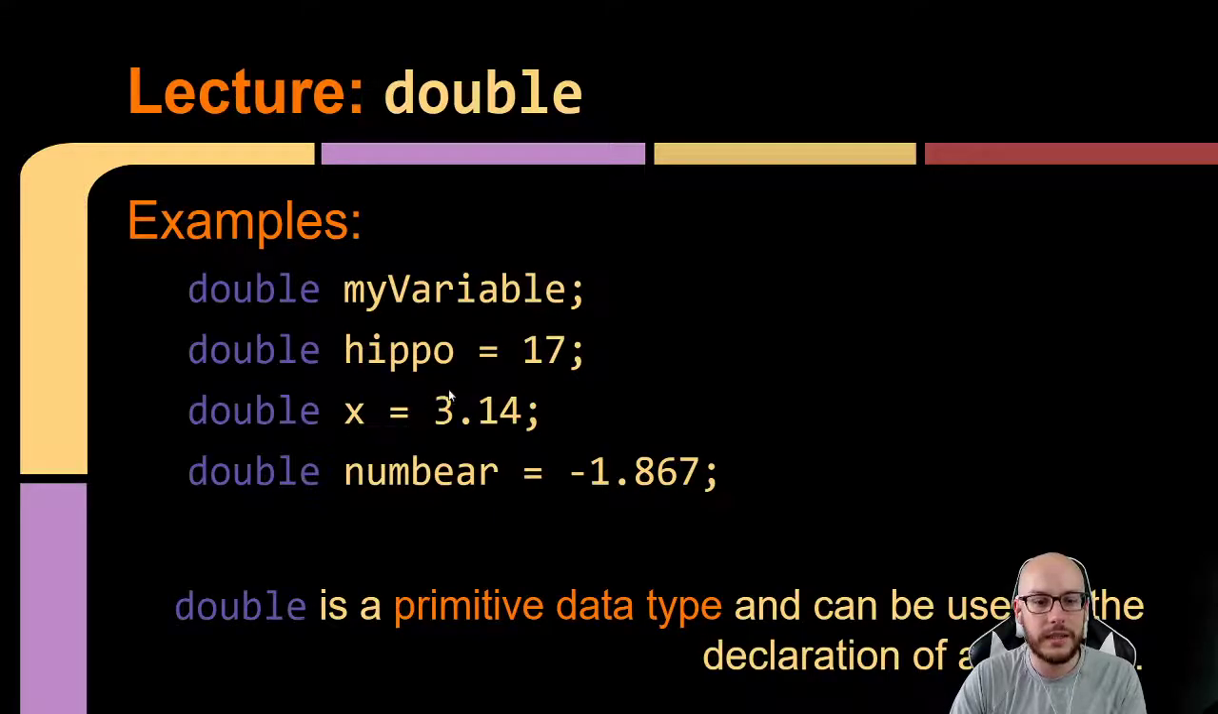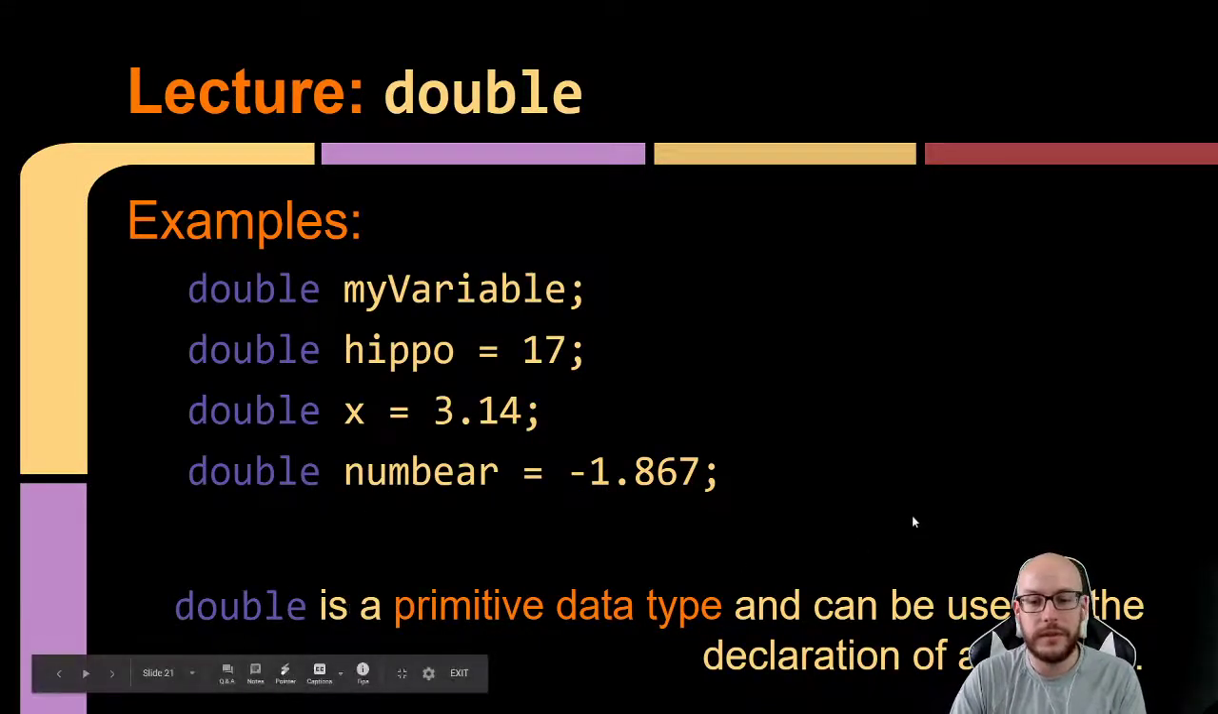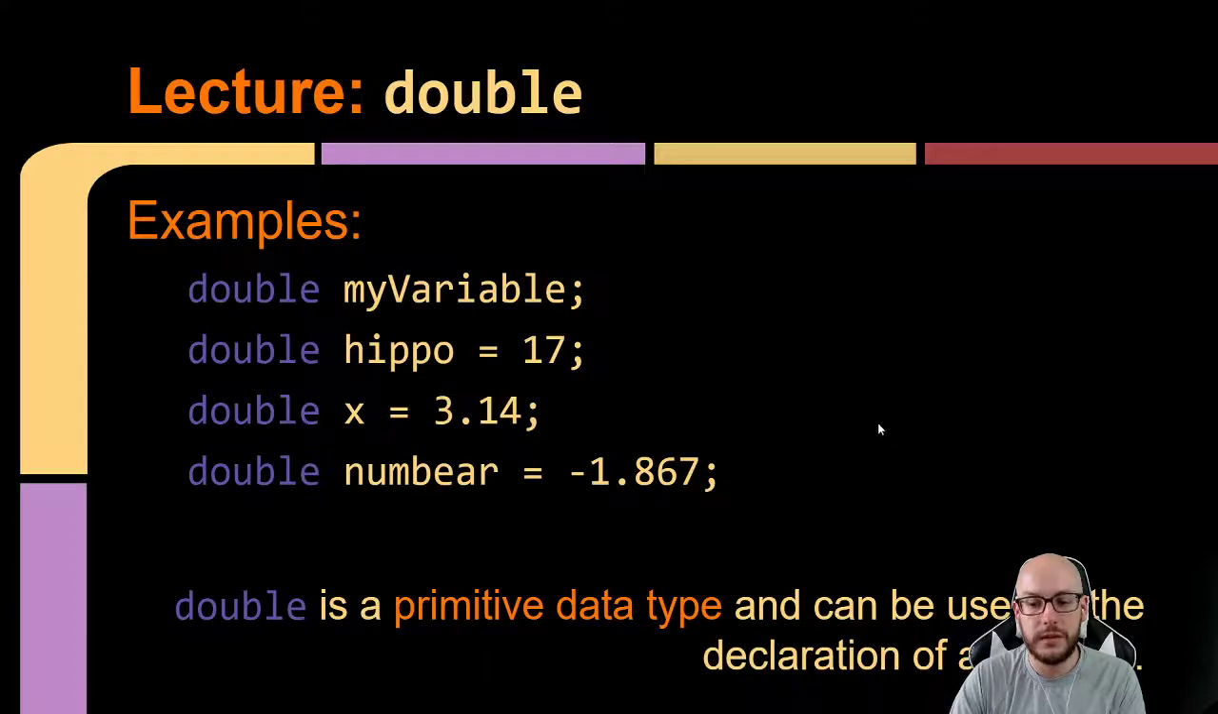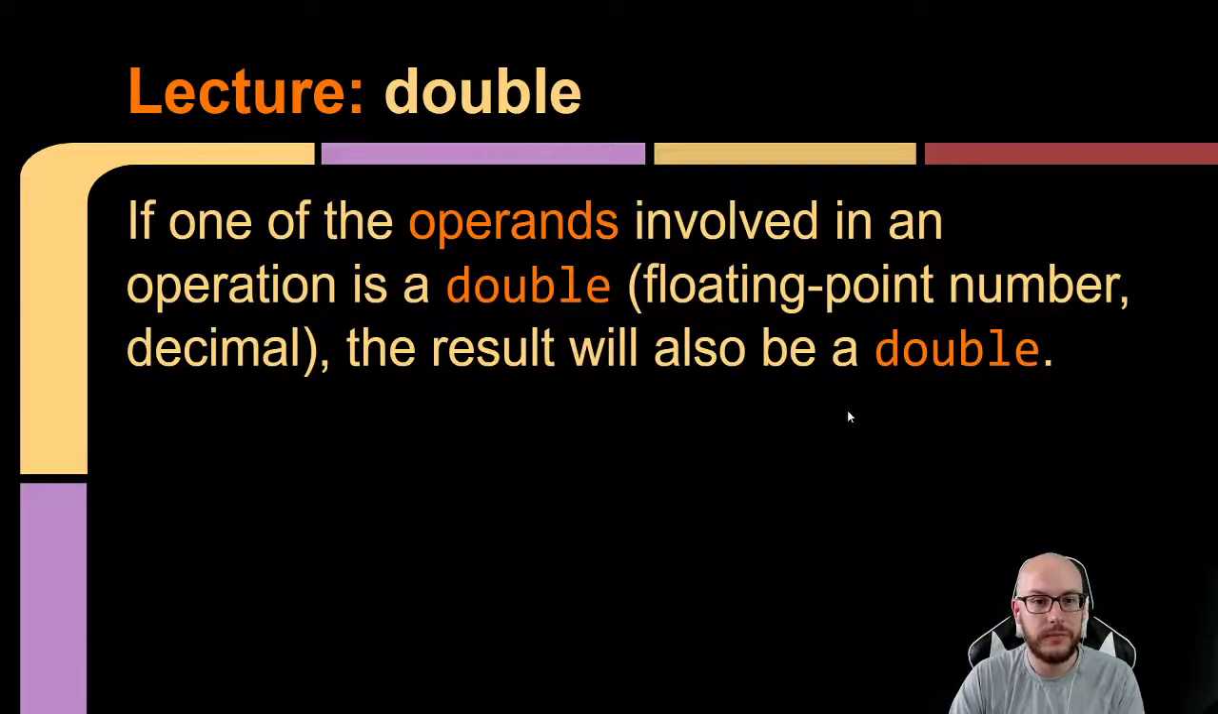Here I have double x, given the value of 3.14. We actually see this is a floating point number, perfectly fine. And then we see double number, negative. We could have negative doubles in the same way that we can have negative integers. So double is a primitive data type that can be used in the declaration of a variable.